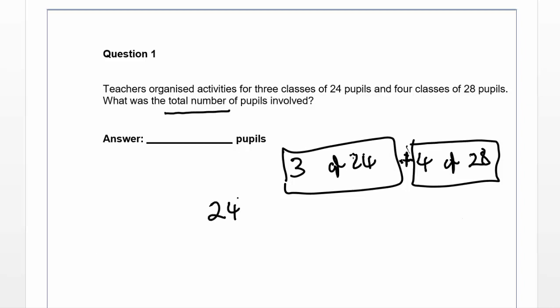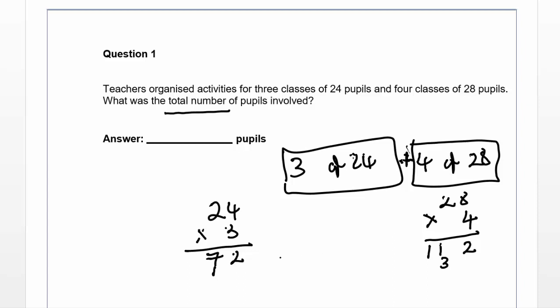So I'm going to do 24, let's start with this one first, times 3. I always use the column method as I find it minimizes errors. Anyway, 3 times 4 is 12, carry the 1, 3 times 2 is 6, add 1 is 7. Then we've got 28 times 4. So 8 times 4 is 32, and 4 times 2 is 8, add 3 is 11.